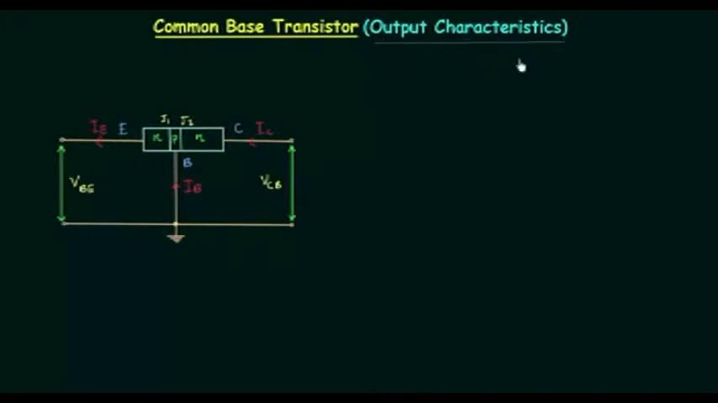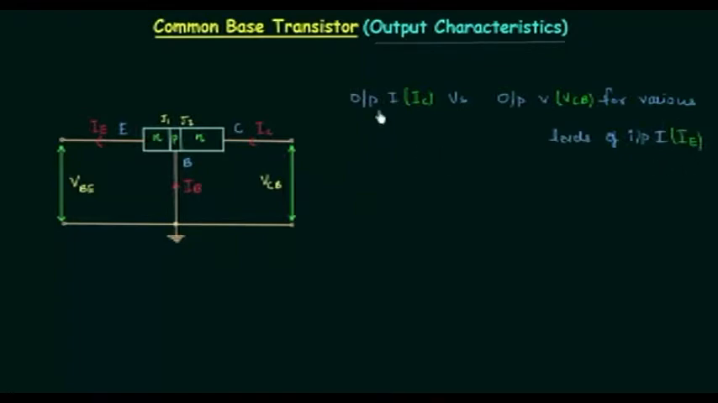The output characteristics is the graphical relation between the output current and the output voltage for various levels of input current. If you see the common base configuration of the transistor, you will find IC is the output current and VCB is the output voltage. So output current is IC, the collector current, and output voltage is VCB, and the input current is IE, the emitter current.